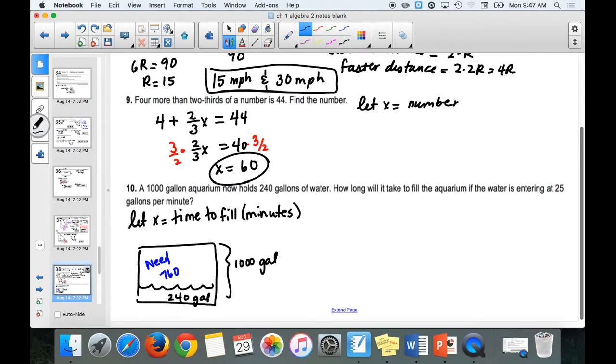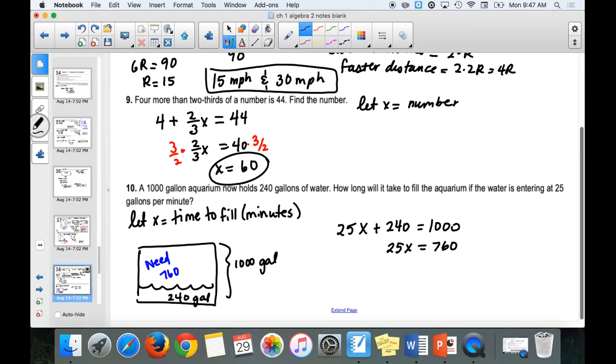So when you talk about the water entering 25 gallons per minute, let's think about it. After 10 minutes, how much would I gain? 250 gallons, right? Does that make sense? 25 gallons every single minute. So that's how we're going to set it up. We have 25 gallons every single minute, so 25x, and we want that to total 760. So you could write plus 240 equals 1,000 if you want, or you could have simplified the equation first and realized that you needed 25x equals 760. Do you guys get both of those?